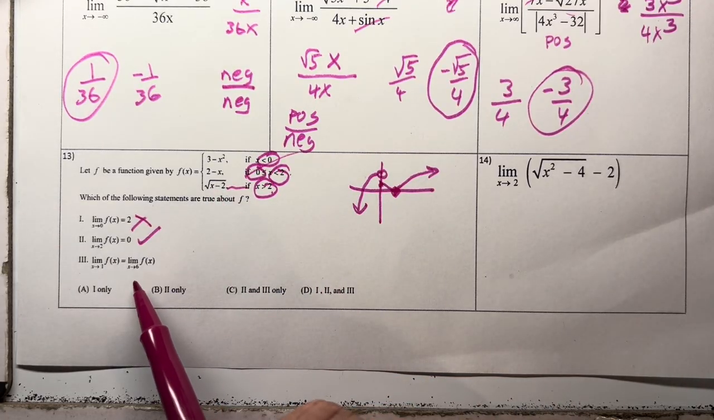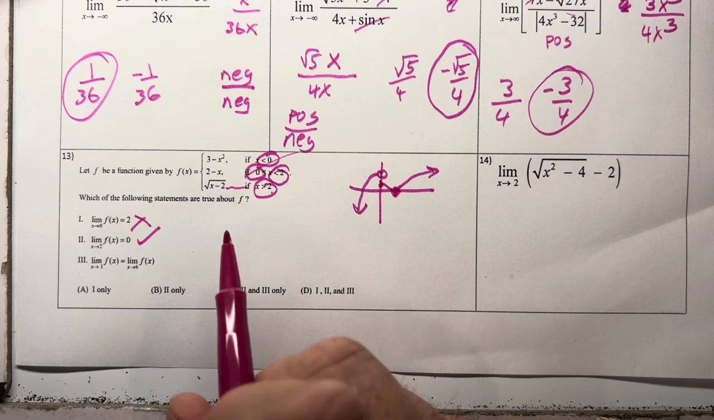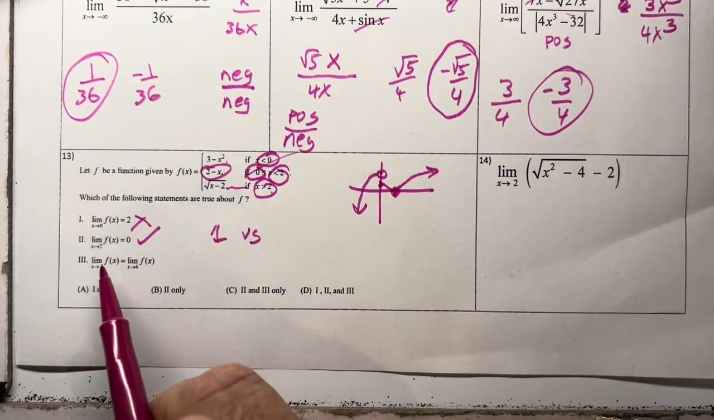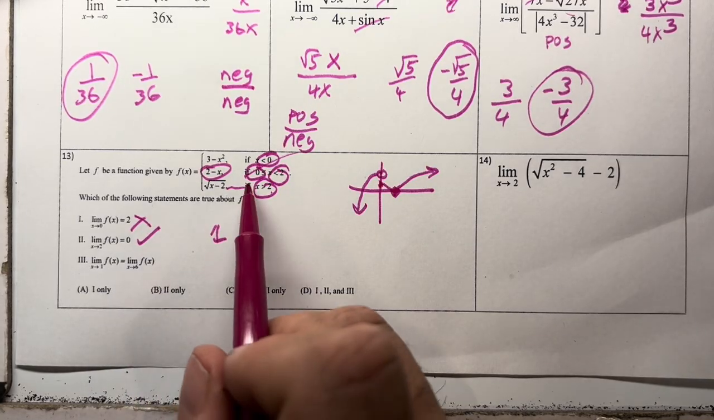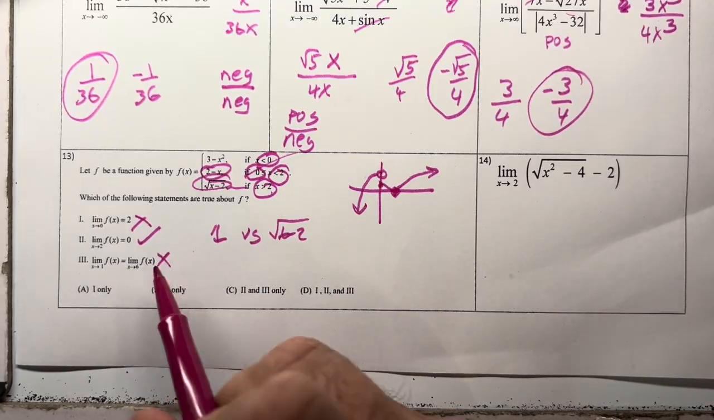And the limit as x goes to 1 equals the limit as x goes to 6. Now 1 is in the middle. You can just plug in here and you get 1. And when you go to the limit as x goes to 6, that means you're on this branch. So just plug in there, square root of 6 minus 2. No, that's not true. I think 2 only.